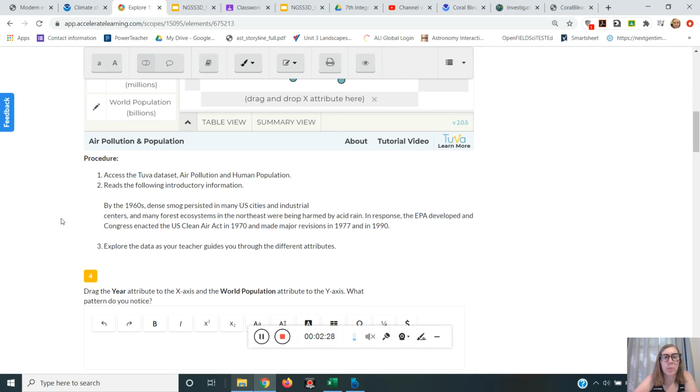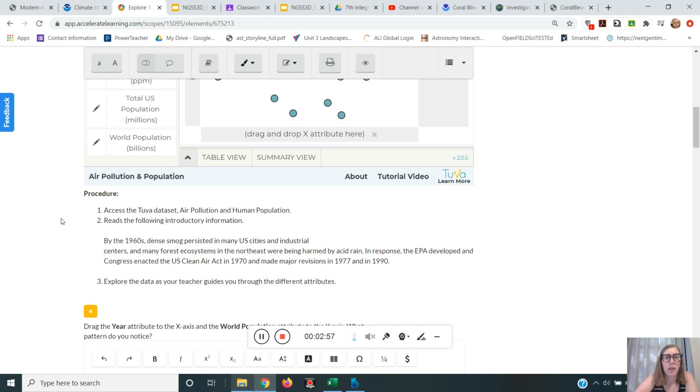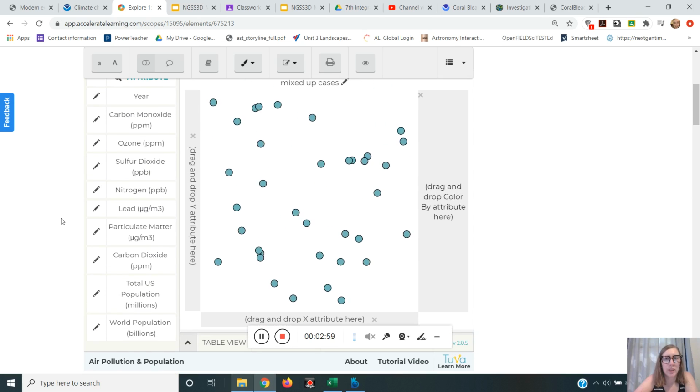Okay, so by the 1960s, dense smog persisted in many U.S. cities and industrial centers, and many forest ecosystems in the Northeast were being harmed by acid rain. In response, the EPA, Environmental Protection Agency, developed and Congress enacted the U.S. Clean Air Act in 1970 and made major revisions in 1977 and in 1990. Okay, so we're going to explore this data set.